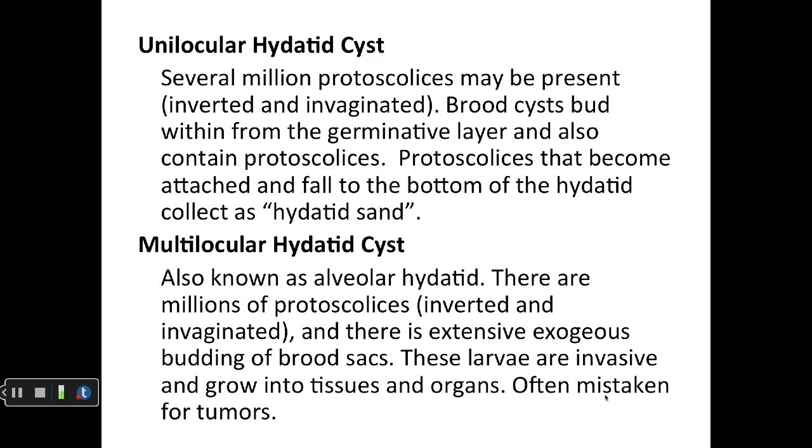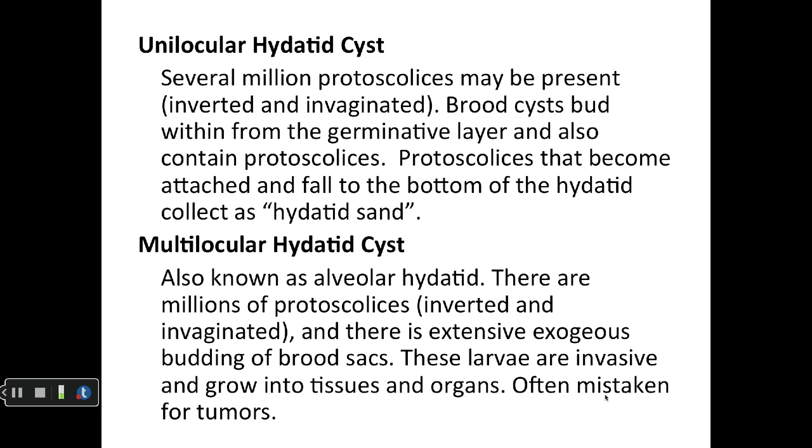The multilocular hydatid cyst is also known as the alveolar hydatid. And in this cyst, in addition to having this large larval stage with internal brood cysts, you can also have external brood cysts. So you have extensive exogenous budding in addition to internal budding. And this actually allows this larval stage to be invasive, like a giant cancer. And in fact, these larvae do invade organs over time and are often mistakenly identified as tumors.